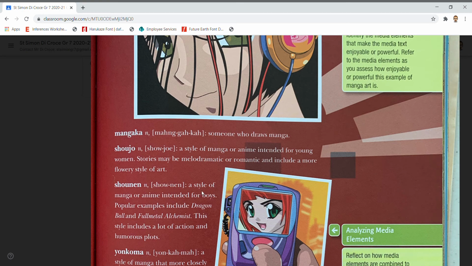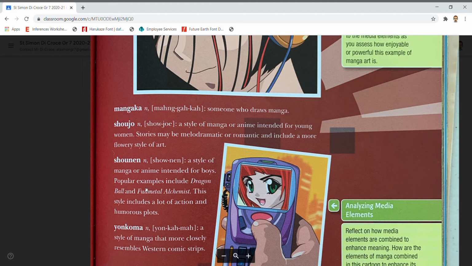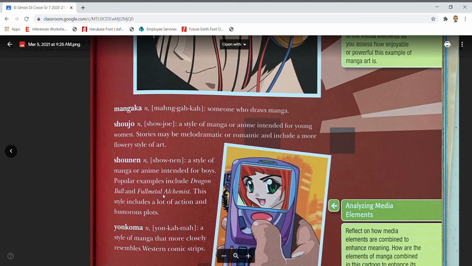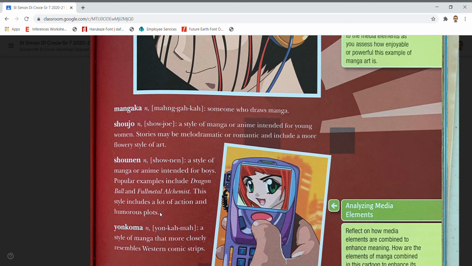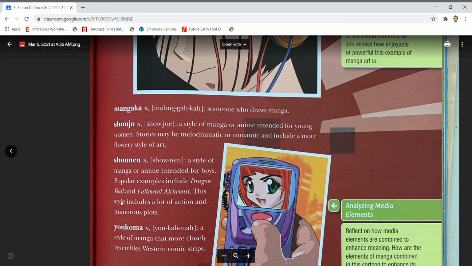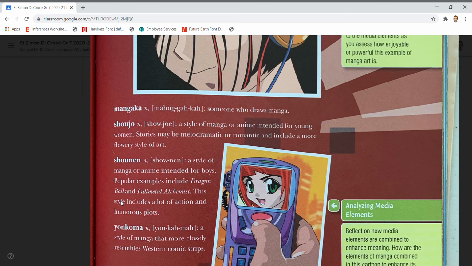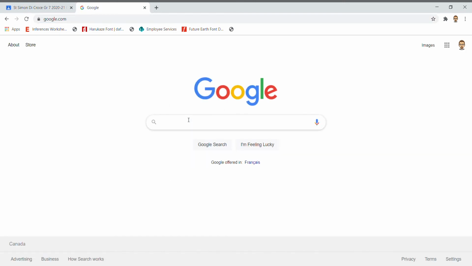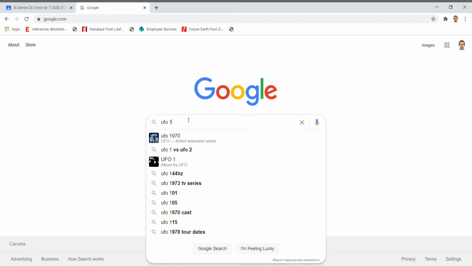Shonen, a style of manga intended for boys. So they've definitely understood who wants to read their manga, and they're basically targeting or focusing on those demographics and what those young females or young boys are interested in, and they're obviously producing something that would appeal to that age group. This style includes a lot of action and humorous plots, Dragon Ball and Full Metal. So they figure that boys want more action, adventure, things blowing up, people shooting, spaceships, that sort of thing. When I think back to the ones that I used to see, what was it called? It was called... 1980s.